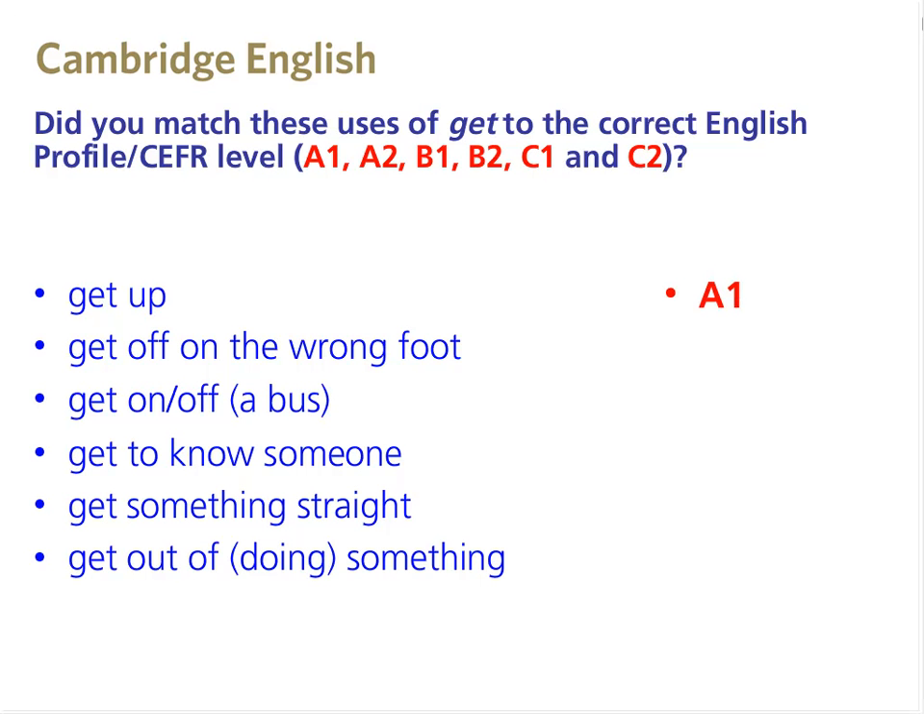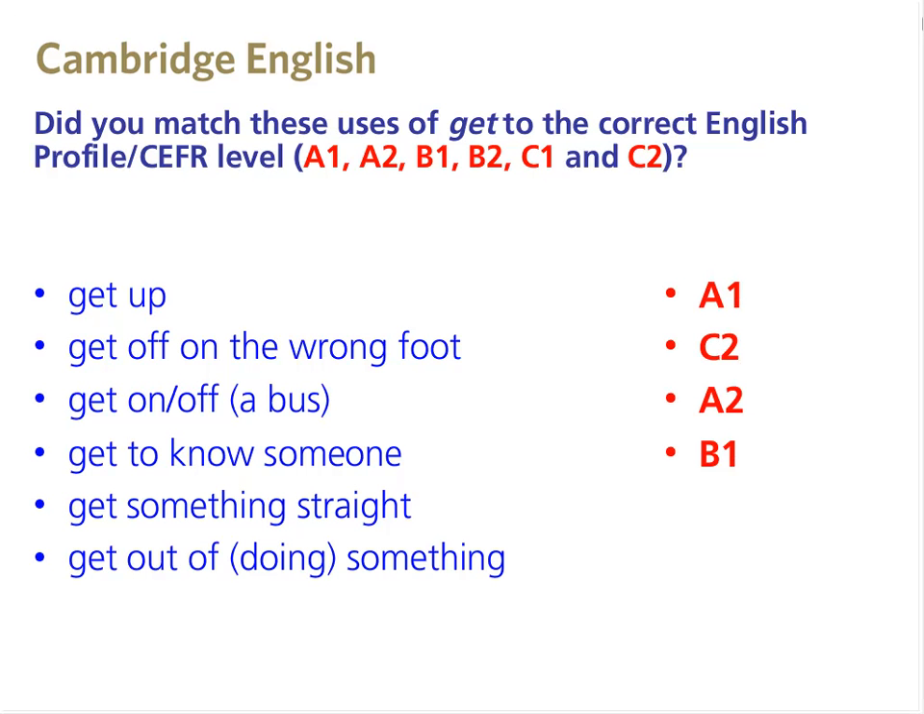Get off on the wrong foot. That's kind of a spread we have between B1 all the way to C2, but C2 was the most popular. Let's see if that was correct. Exactly, that's a C2 phrase. Get on or off a bus. This seems very strongly to be A2. Again, correct, fantastic. Get to know someone. The most popular on the poll is B1. Again, correct.